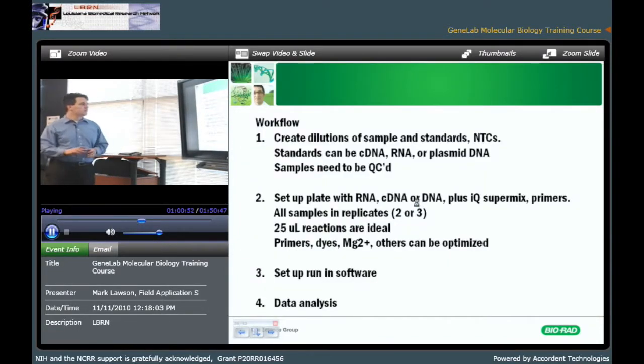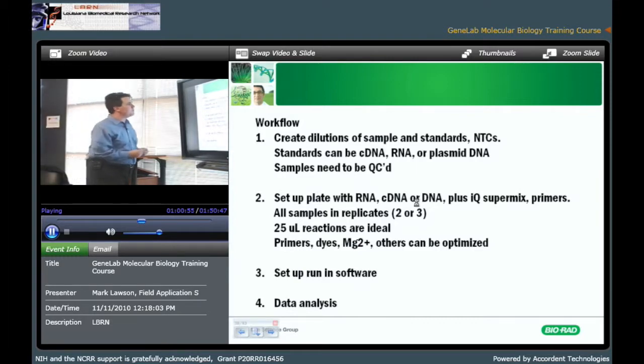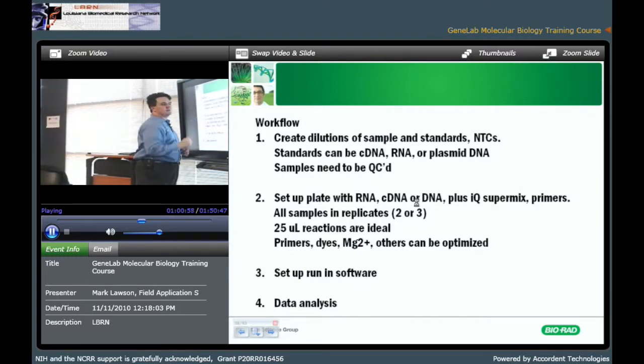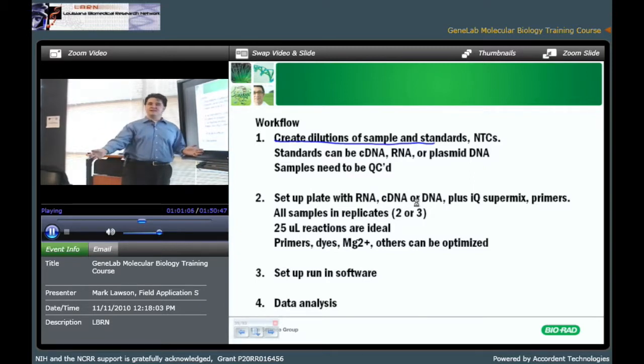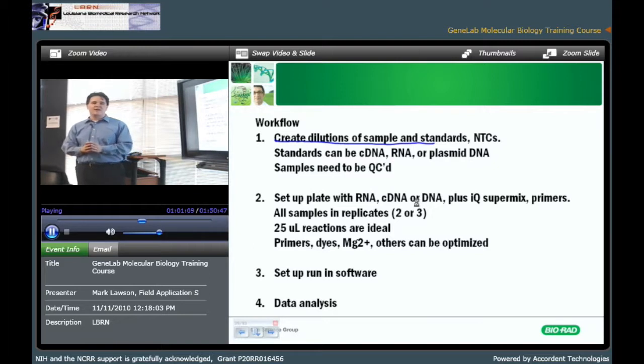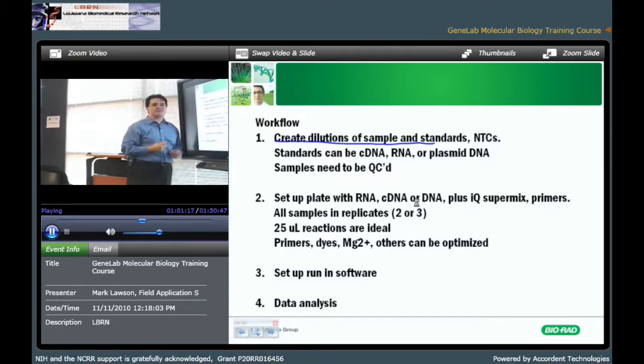Okay, workflow stuff. So from a workflow perspective, you probably want to create dilutions of your samples and standards. The good news is that we can handle such a broad range of inputs, from as little as 1 copy up to 10 to the 8th or 10 to the 9th copies. So you don't have to agonize over how much RNA you're adding or how much cDNA. The standards, if you're ever going to do standard curves, have to match the samples as closely as possible in every respect, including complexity, pH, salt concentration, all the things that matter. The samples themselves need to be quality controlled. We've already talked about that quite a bit.